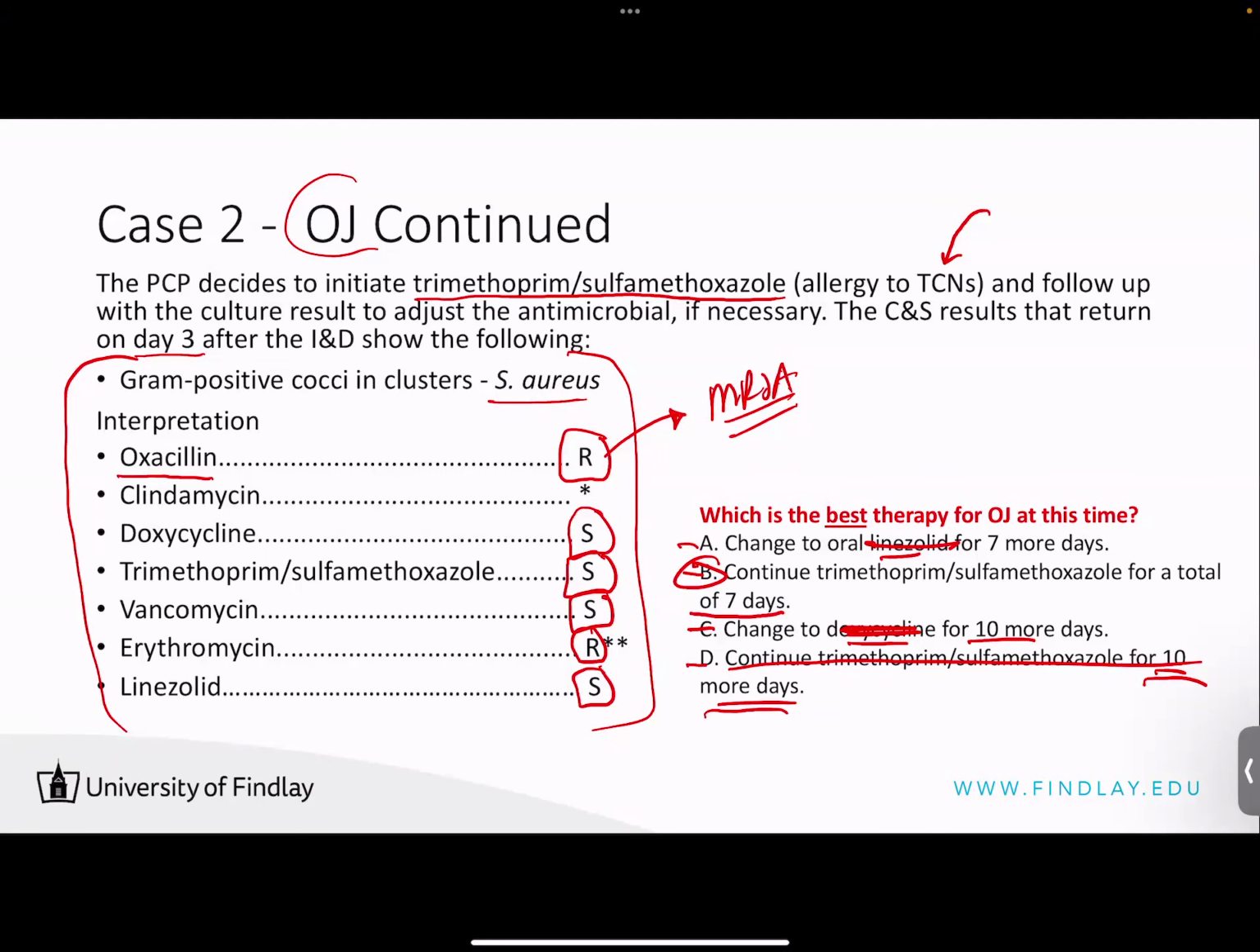I have a question for you guys. I know I talk too much, but it's resistant to erythromycin, and then we have this clindamycin asterisk. If you know that this organism from the wound is resistant to erythromycin, would you predict that clindamycin would be active in this infection? It's MRSA.